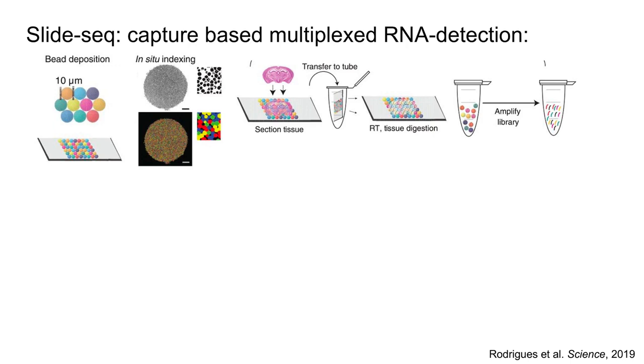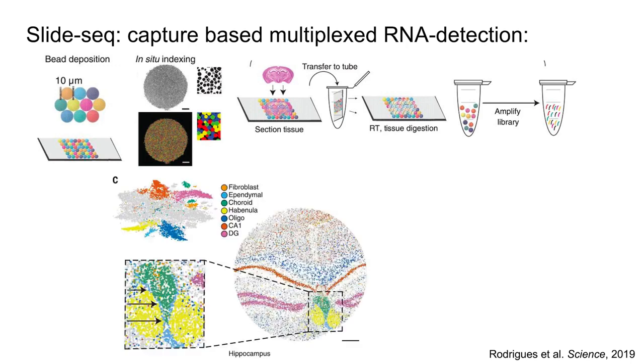So that doesn't have to be done by the user. That can be done by anybody. And these slides can then be shipped to an end user who simply has to cut their tissue and smack it down directly onto the coverslip, which captures the RNA, performs an RT and tissue digestion step, and allows you to amplify a library which now contains the spatial barcodes associated with every single bead.